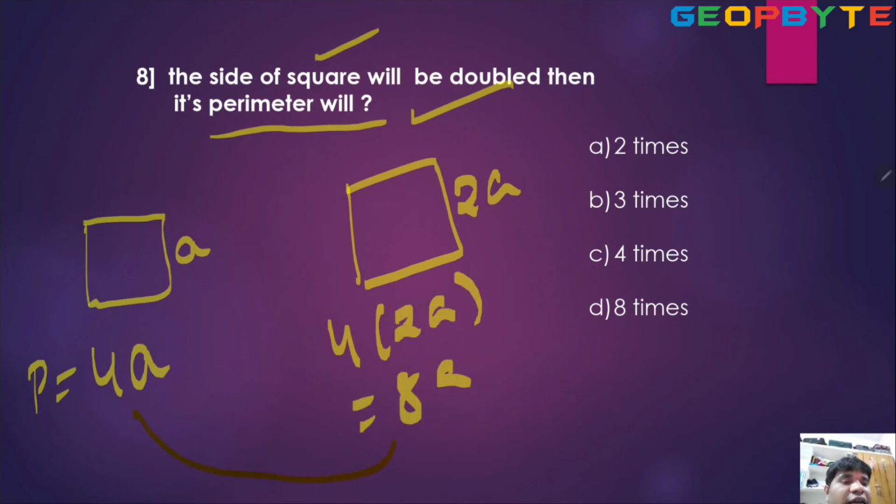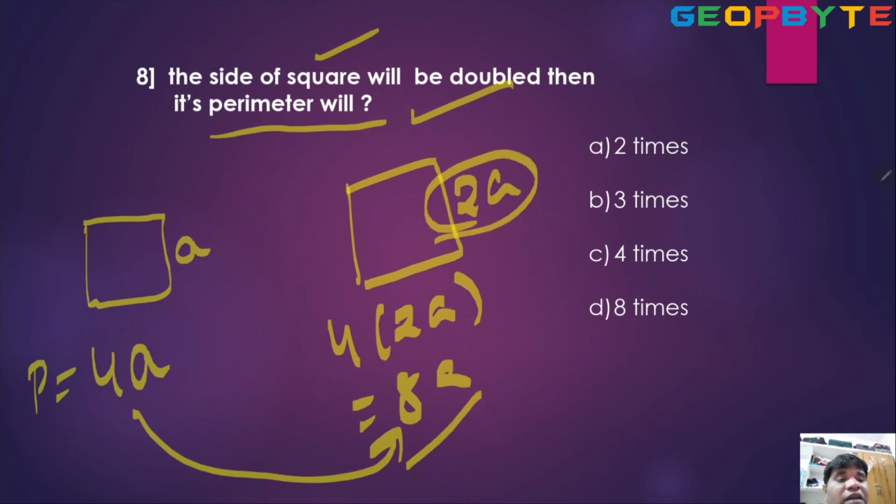So 4a, 8a. How many times more? 2 times. So the side increased double, here the perimeter also doubles. Obviously. Okay. So if the side of a square is doubled, then its perimeter will be 2 times. This is the logic.